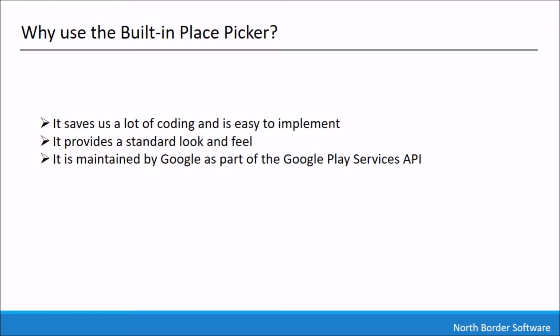So why use the Place Picker? Well, clearly it's going to save us a lot of time coding, and it's going to be very easy to implement, and it's going to provide a standard look and feel across our app and other apps as well. Furthermore, it's actually maintained by Google as part of the Google Play Services API. Again, that's going to save us a lot of time and a lot of effort.